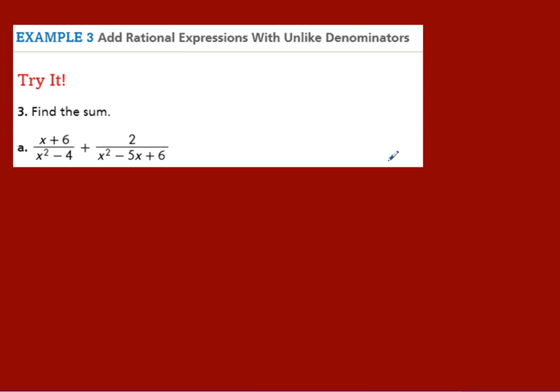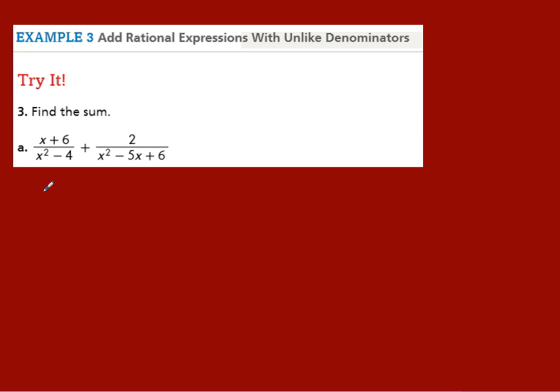So go ahead and turn the page to example 3. Find the sum. Now, we don't have common denominators. We need to find the common denominators. And just like we did when we multiplied or divided, we need to factor these to see, first off, if anything cancels, and that'll help us find the least common multiple and our common denominator.